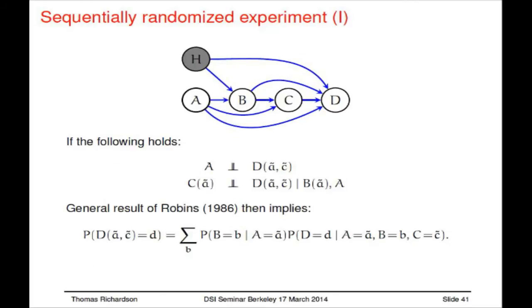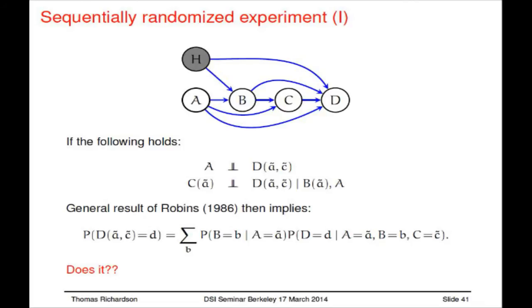The general result of Robins says that we can use basically a slight extension of that standardization formula if these independencies hold. So if A is independent of the final potential outcome, D of A tilde C tilde, and C of A tilde, this is the treatment that you would receive if you were assigned A equals A tilde, is independent of D of A tilde C tilde, conditional on your observed history up to that point, then you could get it by this formula known as the G computation formula, or sometimes the G computation algorithm.